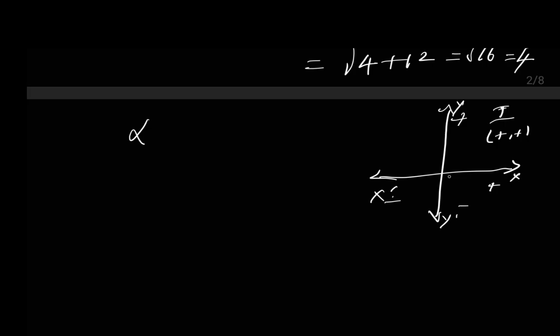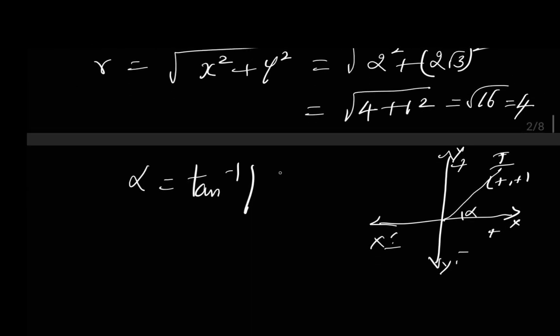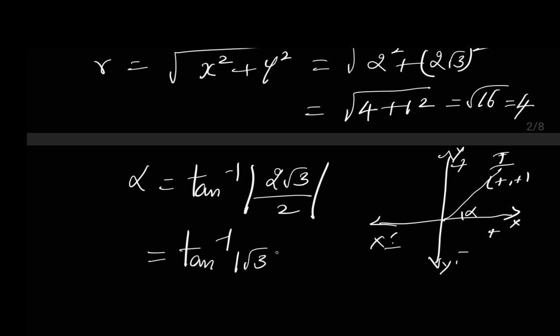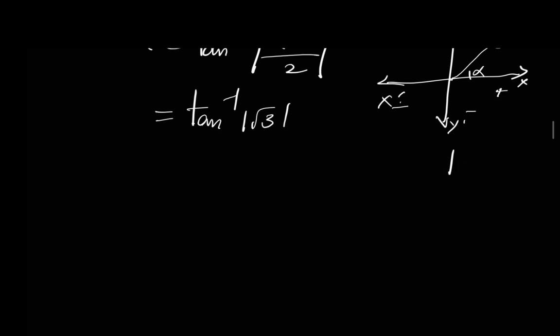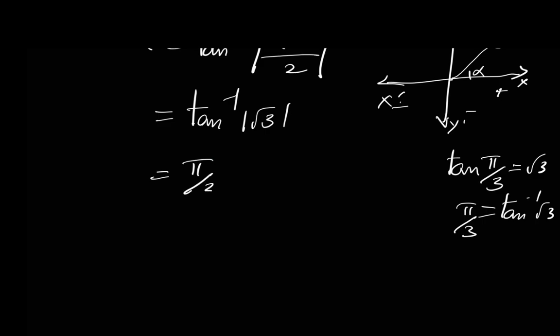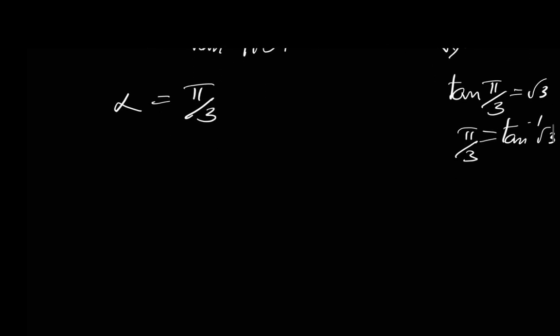So therefore the angle made by this line with the x-axis is alpha. So what is alpha here? Tan inverse of the modulus of y by x. The y value is 2 root 3 divided by 2. That is tan inverse of root 3, the 2 cancels. So when do you get root 3 as the value of tan? Tan 60, that is pi by 3, is equal to root 3. So taking tan to the other side, you get tan inverse of root 3, which is pi by 3. So the alpha value is equal to pi by 3.